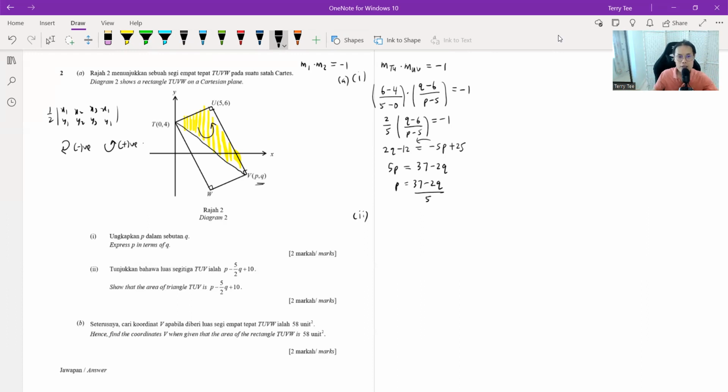That is fine. So here your area is half. Let's say I start with T. I don't want to do TUV, I do TVU, anti-clockwise. T is (0, 4), V is (B, Q), U is (5, 6). Repeat the first point. Now let's multiply downwards. This will be 0. This will be 6B. This will be 20. This will be 4B. This will be 5Q. All right.